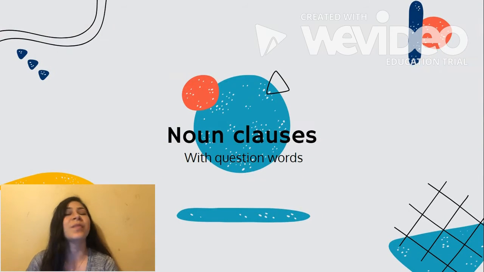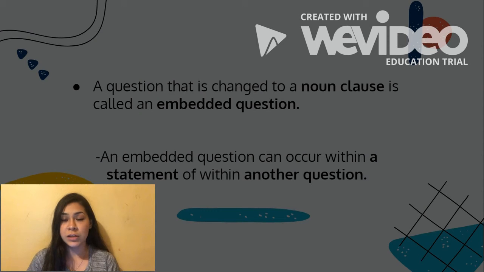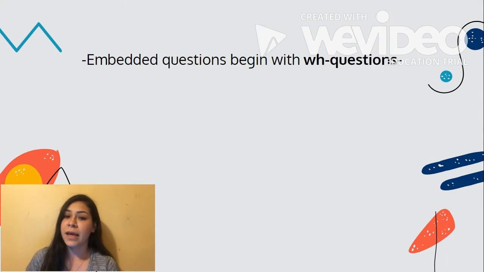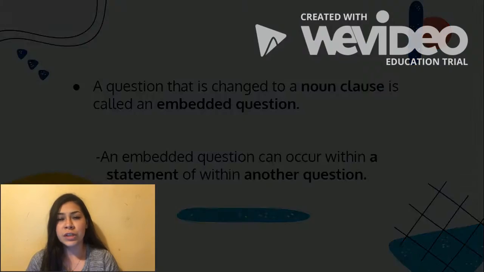Okay, so hi, I'm going to be talking about noun clauses with question words. The first thing we need to know is that a question that is changed to a noun clause is called an embedded question. And embedded questions occur within a statement or another question. Like for example, "I wonder where she is," or "do you know where she lives?"